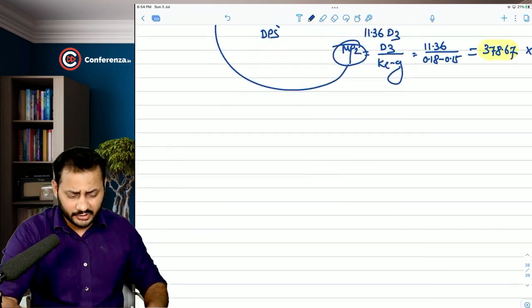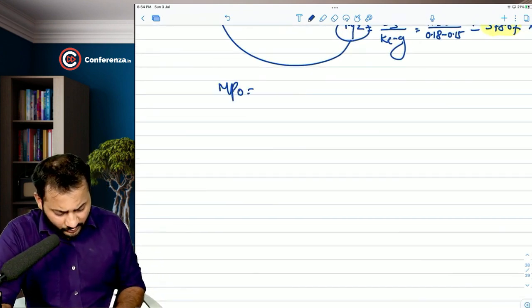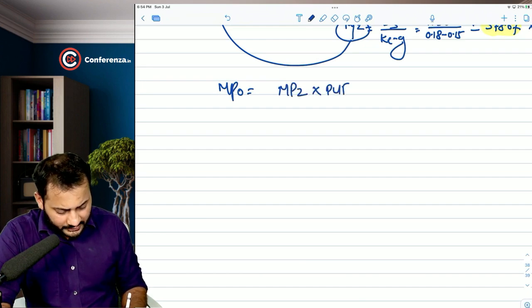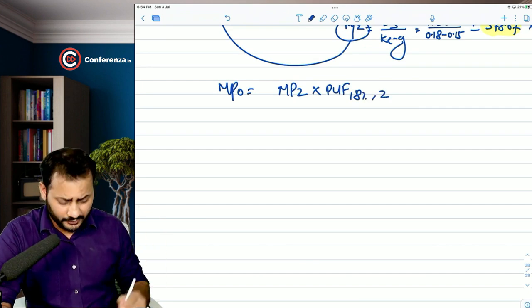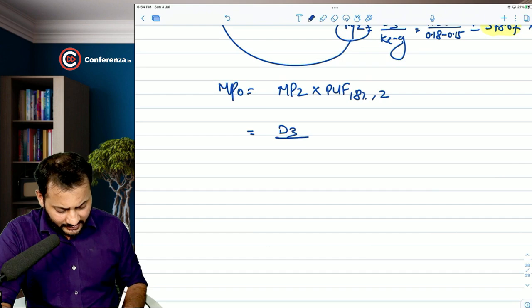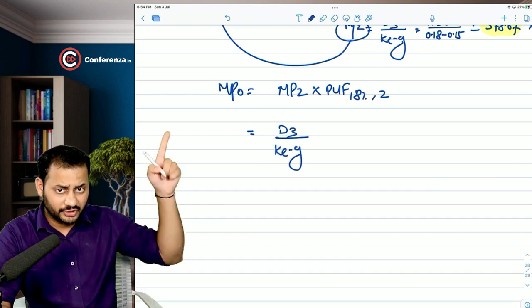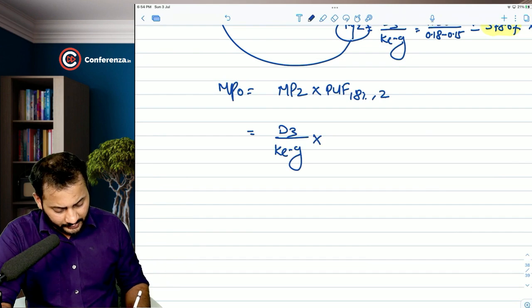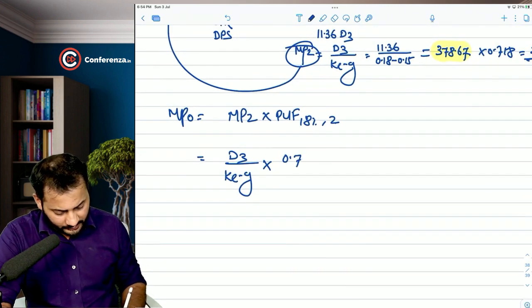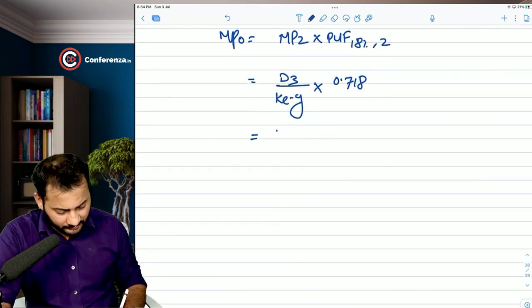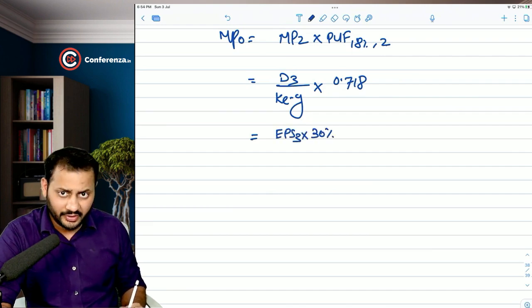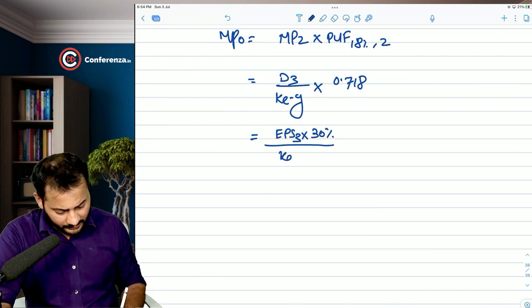And it's very simple. Let me tell you one thing. MP0 is nothing but MP2 multiplied by present value factor at 18% for second year. It's that simple. MP2 is nothing but D3 divided by cost of equity minus growth. This should be the presentation in exam, into 0.718. D3 is nothing but EPS 3 into 30%. Are you getting it? Divided by cost of equity minus growth into 0.718.